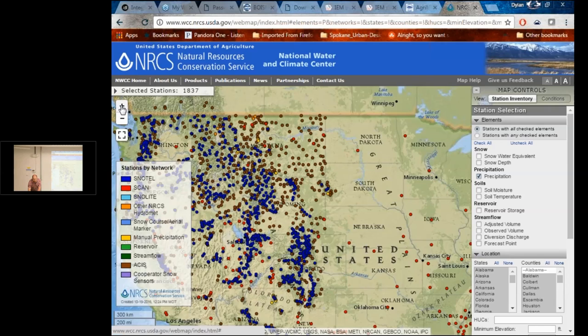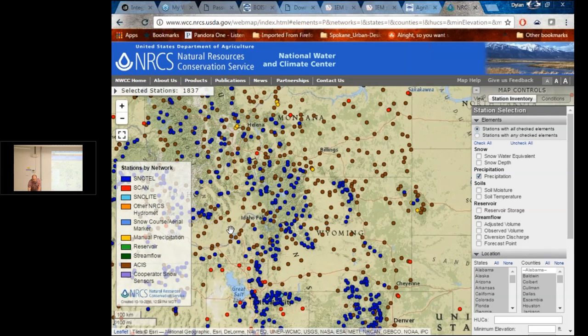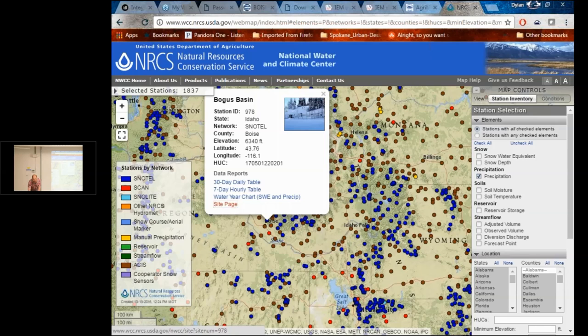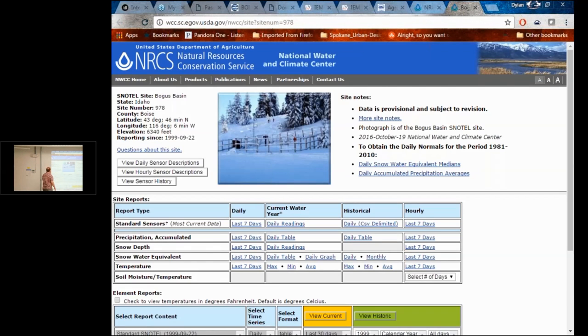Let's see here. So if we look at a place like this, which is the Bogus Basin site, where the ski area is, just north of Boise City, Idaho, we can go in there and get a, well, fun thing, a current picture, which shows the snow that we got the last couple of days. And then you can kind of get an idea about the information.